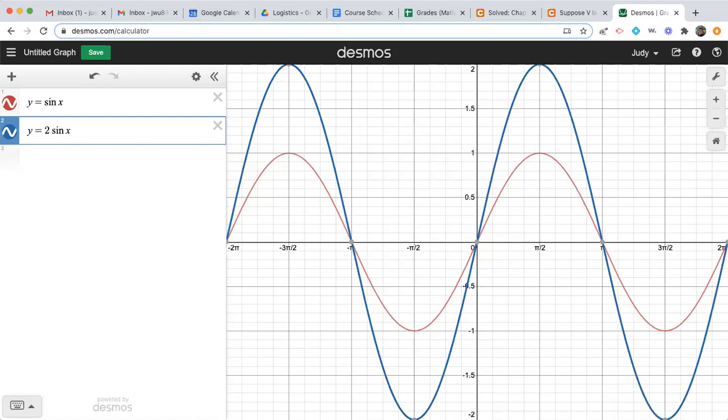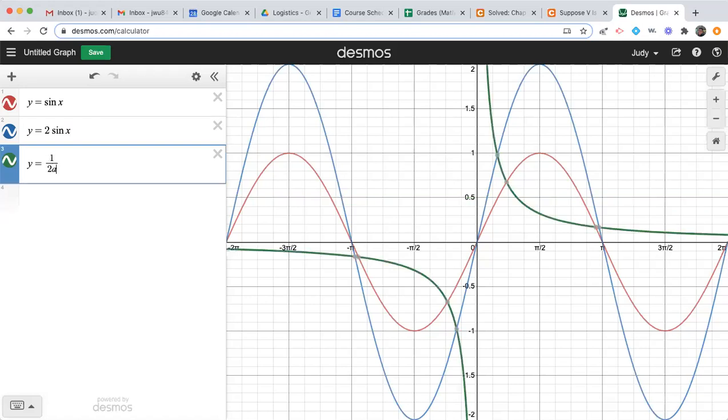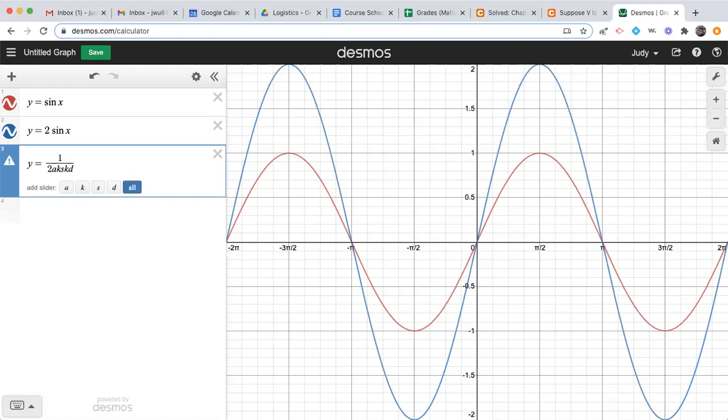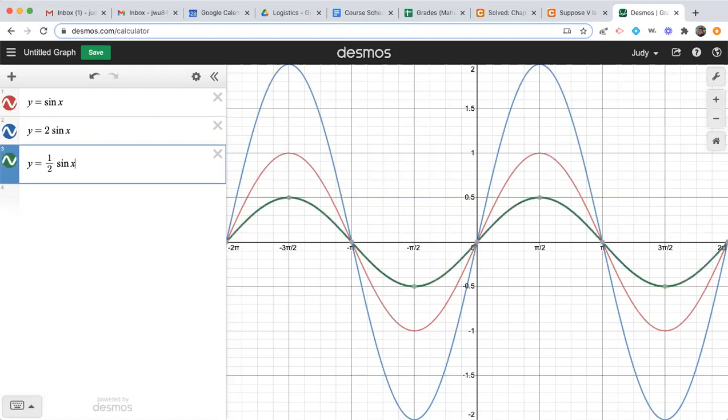The y values are going to decrease, okay? And so let's see. Y equals 1/2. As soon as you type 1/2, it turns it into a fraction for you, okay? Now, we don't want to keep typing like with the 2 because that'll be underneath the fraction line. We don't want that. So we need to make sure to move over and then type in our sine x. And that one's our green curve, okay?